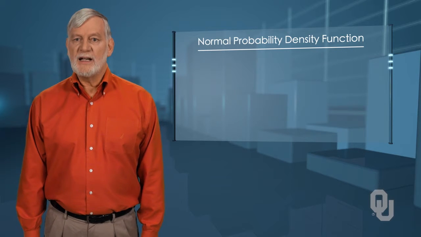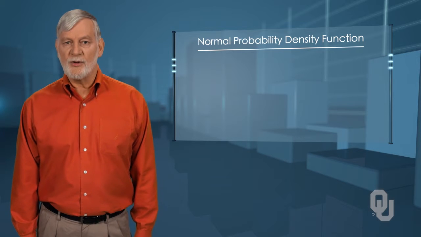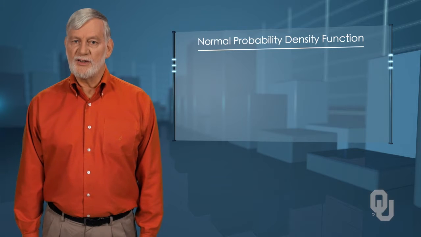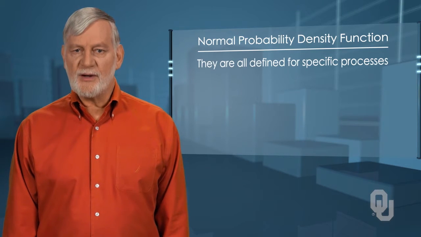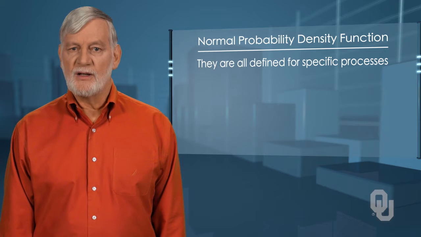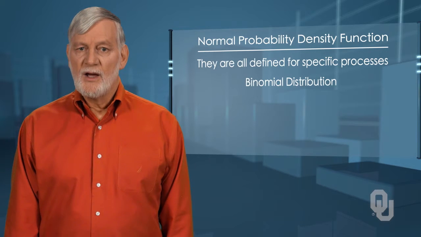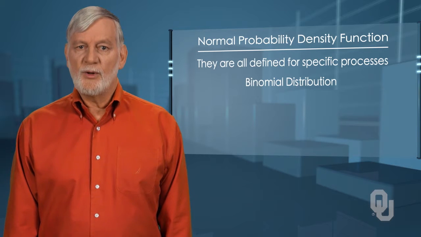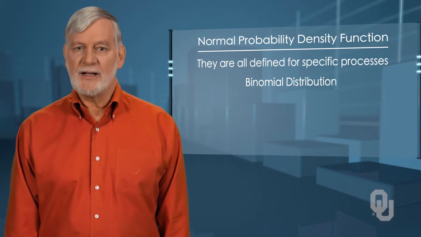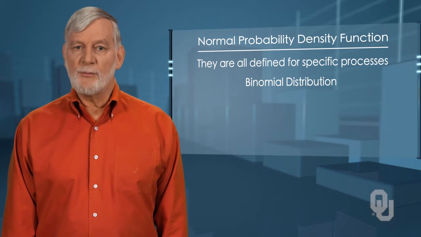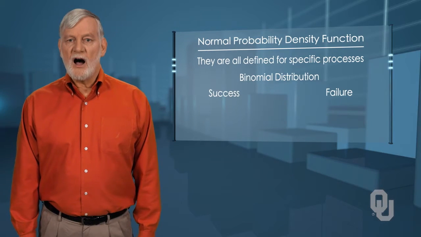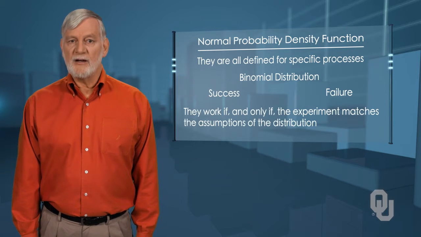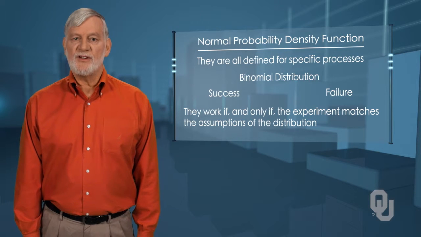The normal probability density function is for continuous random variables, and the normal distribution has an important distinction from the previous probability functions. They are all defined for specific processes, specific experiments. The binomial is a good example of this. We can calculate probabilities for any binomial process with this distribution, but it will be no help if the process is not binary, meaning there are only two outcomes, success and failure. All our previous distributions also have the same requirement. They work if, and only if, the experiment matches the assumptions of the distribution.